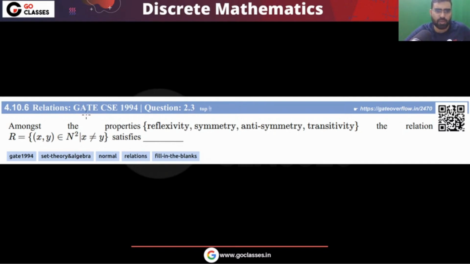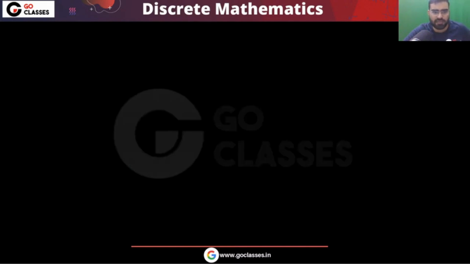This is a GATE Computer Science 1994 question, and it asks which properties, reflexivity, symmetry, antisymmetry, transitivity, are satisfied by this relation. A relation is given to you, so let's look at what the relation is saying.